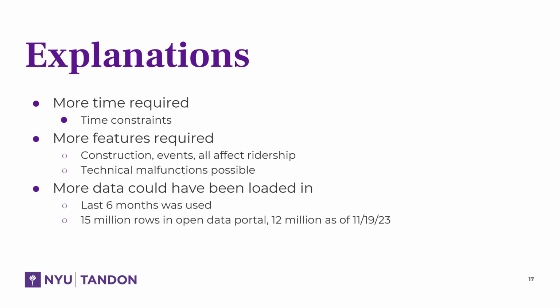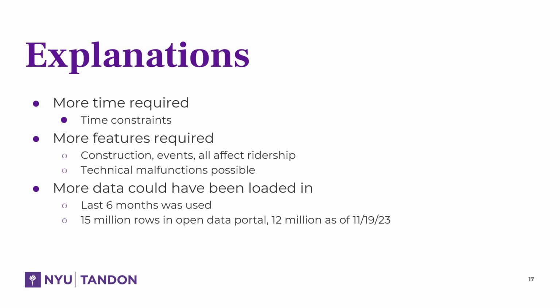Some explanations for how my models did: there could have been more time. Maybe I just needed to run different models for longer in order to get a better fit. I also most likely needed better features. Things like construction or events or maybe ball games are all things that affect ridership, and those aren't things that are captured in the data set. There also could have been some sort of technical malfunction, either at the station or on the train, that prevented people from being read correctly. Those things, of course, affect ridership.